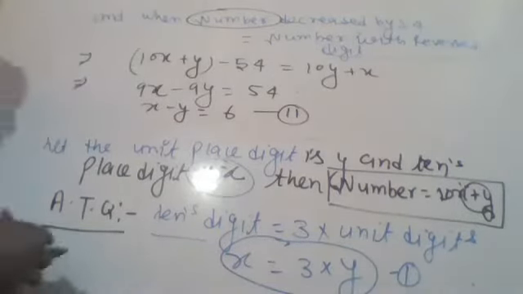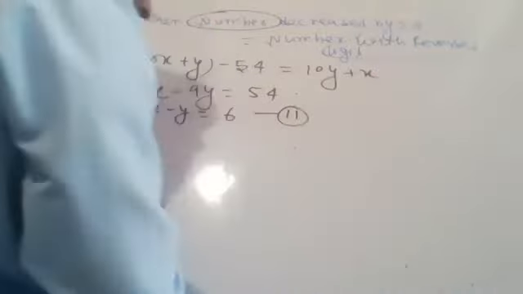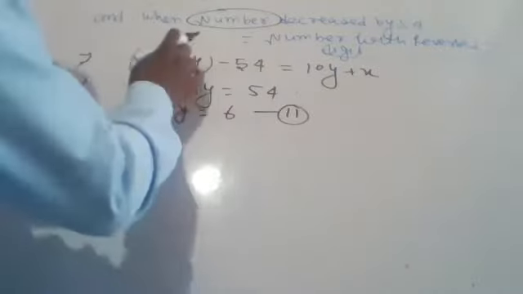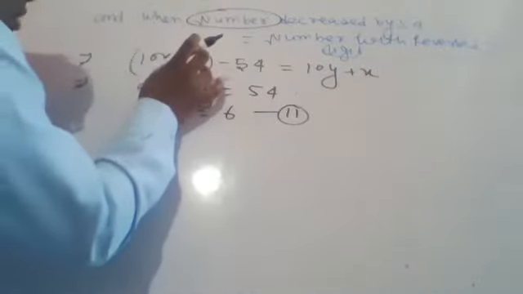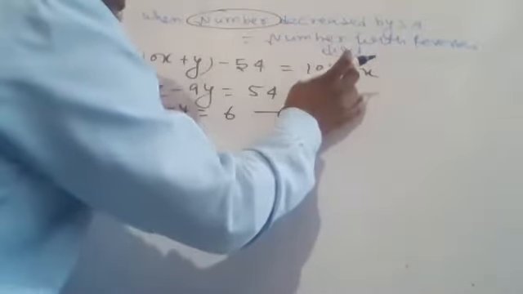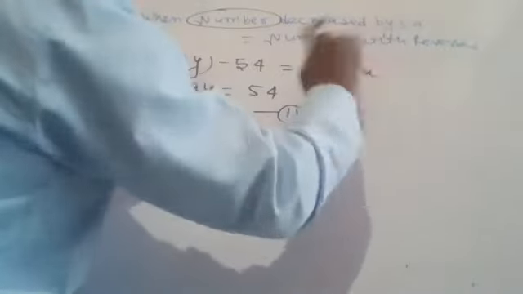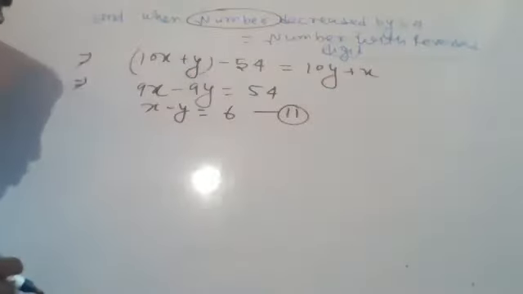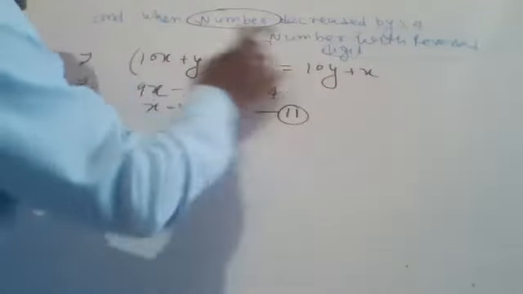Now, according to the second statement, when the number is decreased by 54, it means we have to subtract 54 from the number. What was the number? 10x plus y. We have to subtract 54 from here. We get the number with the digits reversed, which means y will come at the tens place and x at the unit place. After that we can write this expression. After shifting x to the left side, we get 10x minus x, which is 9x.